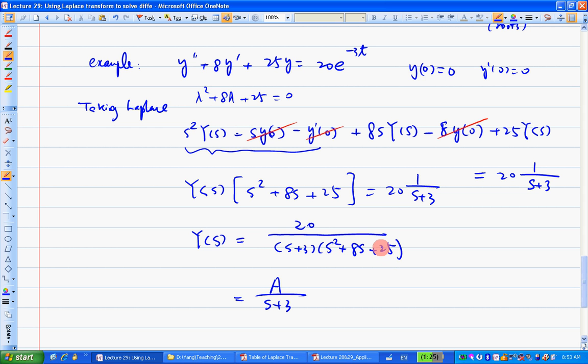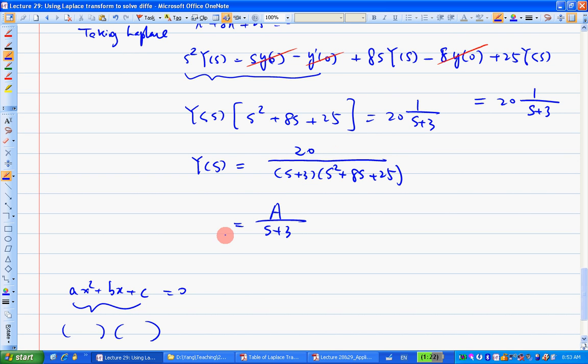You see this characteristic equation is the same thing as this s squared plus 8s plus 25. So when you set s squared plus 8s plus 25 equal to 0 and solve for s, you'll see that s gives you complex conjugates. You can try it. So in this particular case, because you have two complex roots, we're not going to break it down.